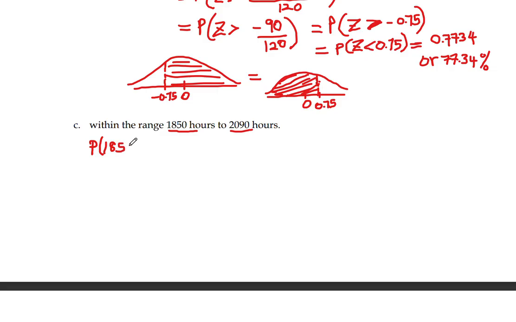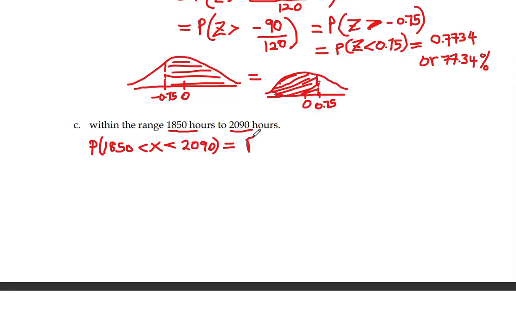We just simply say the probability that x is greater than 1850 but less than 2090. So that is how we'll set this up. All right, the probability that x is greater than 1850 but less than 2090. It's really just another way of saying the probability that the light bulbs will last between 1850 and 2090 hours.